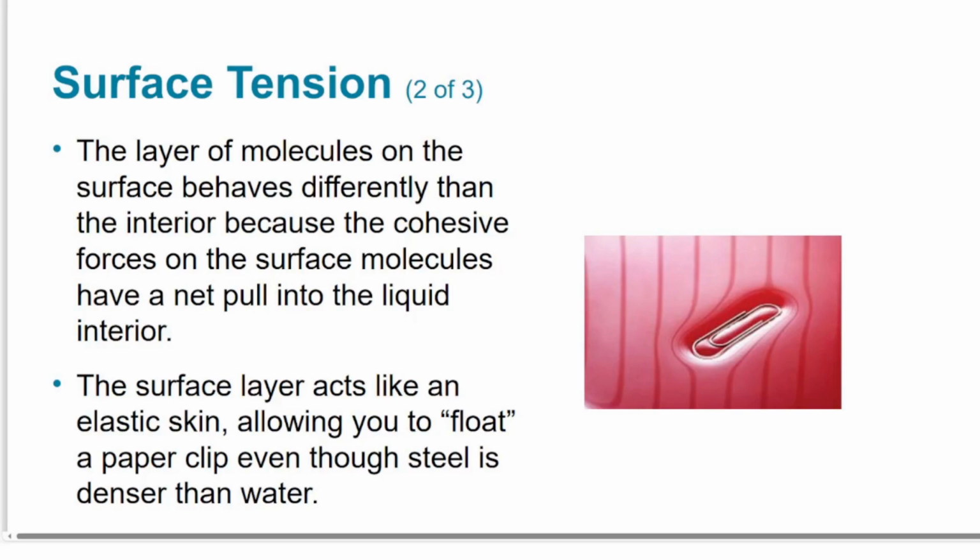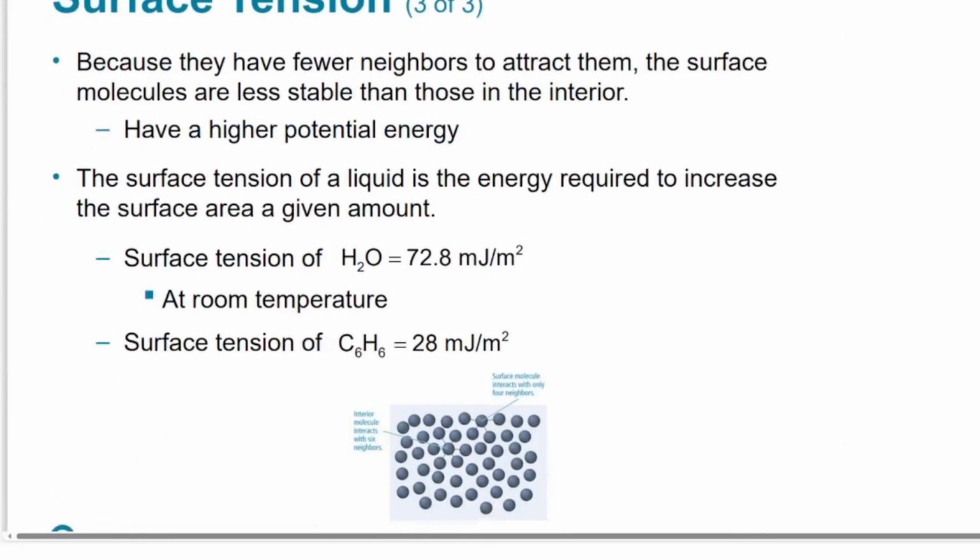This is what allows objects that are even more dense than water to float on water, because water has a high surface tension. So the surface tension of water at room temperature is 72.8 millijoules per square meter, whereas the surface tension of a nonpolar substance like benzene is much lower because it doesn't exhibit hydrogen bonding. Benzene is only 28 millijoules per square meter for the surface tension.